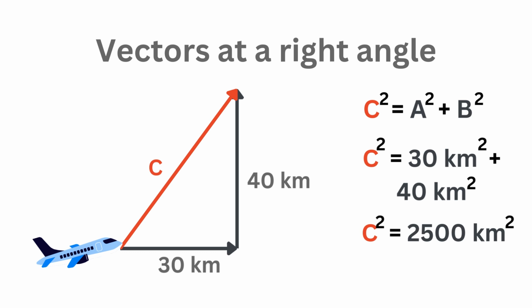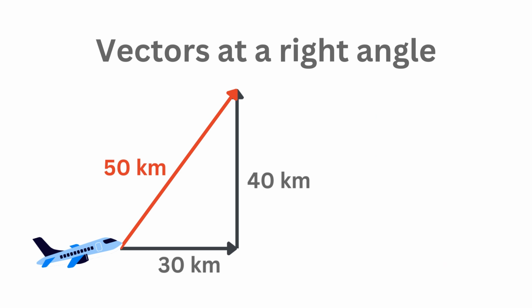Now remember, this is the value for c squared. So to find the magnitude of the resultant vector, c, we take the square root of both sides. The square root of 2,500 square kilometers is 50 kilometers. This means the plane's displacement, or the resultant vector, is 50 kilometers. Now that we've calculated the magnitude of the resultant vector, let's figure out its direction.